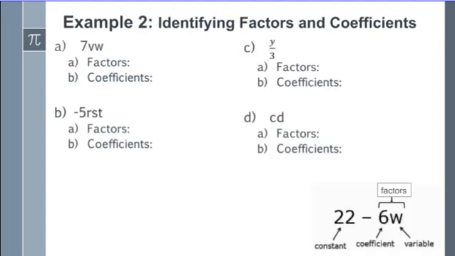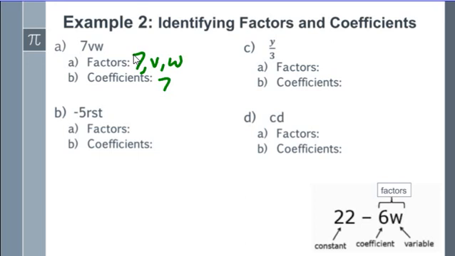Look at some other examples here, identifying factors. So numbers and or letters that we multiply with each other, and then coefficients, all the numbers that are right in front of a letter or a variable. So letter A, 7VW. Let's list the factors, which means every number or letter we are multiplying. So that's a 7, that's a V, and that's a W. Anytime you see numbers and letters together with no signs in between, that means you're multiplying. My coefficient, my number in front of the letter, is just the 7.